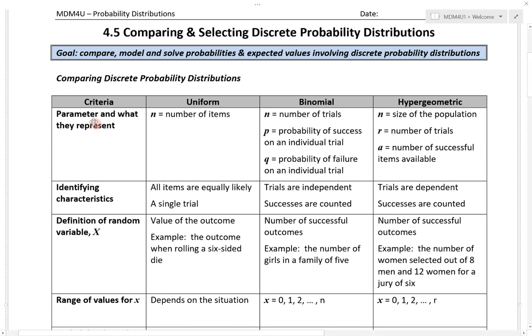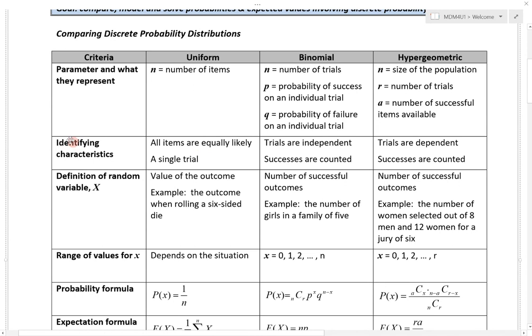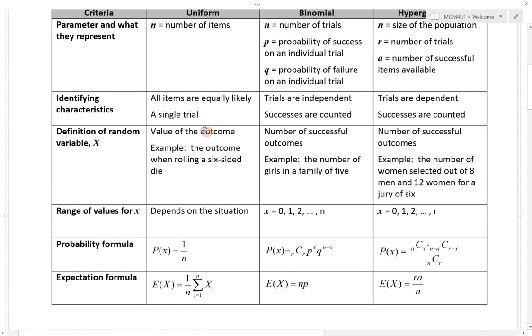So you have uniform, binomial, and hypergeometric. What are the parameters and what do they represent? N is the number of items for the uniform distribution. All items are equally likely in a single trial. The X represents the value of the outcome, for example the outcome when rolling a six-sided die, and you have a range of values for X depending on the situation. The probability for uniform distribution is just 1 over n, and the expected value formula is given right here.